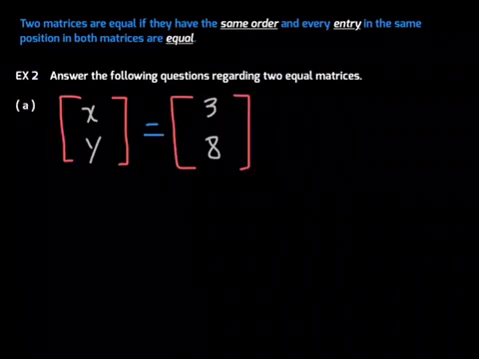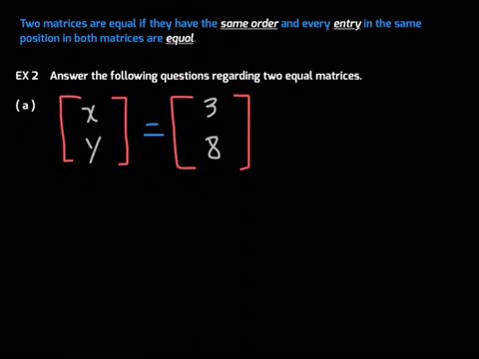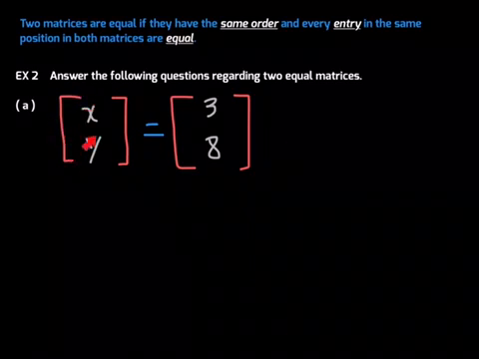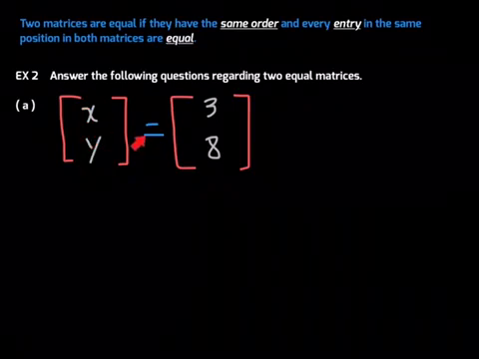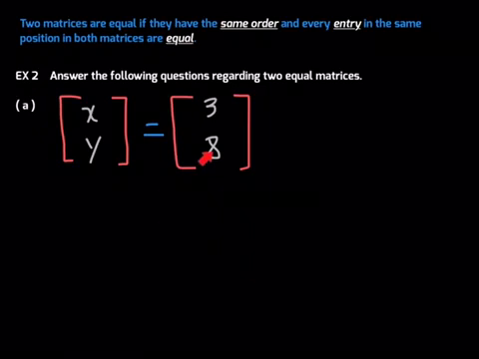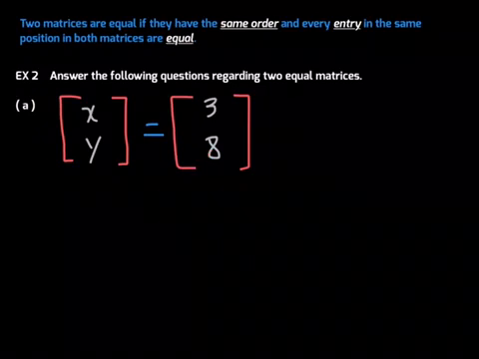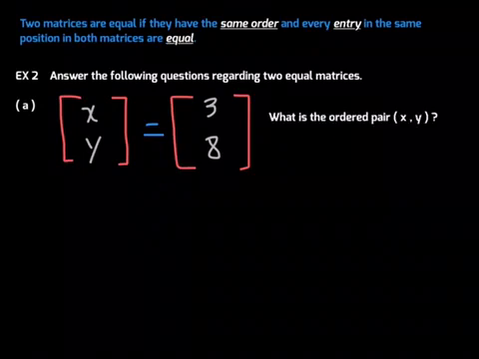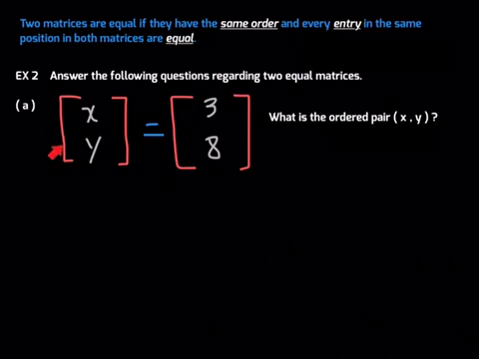Okay, let's look at this second example. Answer the following questions regarding 2 equal matrices. All right. So this matrix, which is 2 by 1, right? 2 rows by 1 column, is equal to another 2 by 1 matrix. And the question is, what is the ordered pair x comma y? So basically, what is x equal to and what is y equal to?